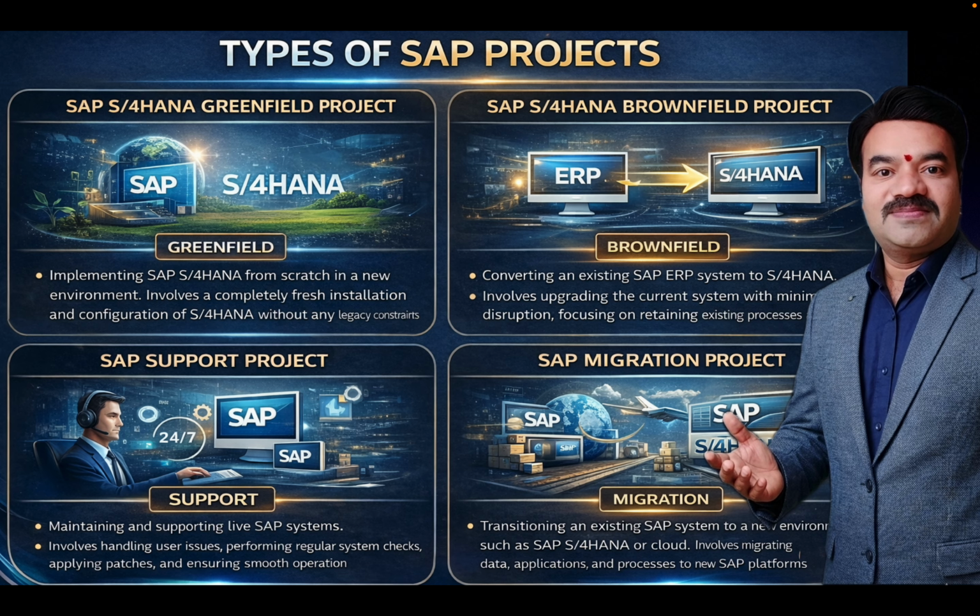Here we'll start with the Greenfield project. What exactly is an S4HANA Greenfield project? Let's assume a particular organization, let's take BMW, which has been working on Oracle systems, and now they want to completely move to an SAP system. In that kind of scenario, we call this a greenfield project. In a greenfield project, we are implementing everything from scratch, with completely fresh installations, and without any legacy constraints.